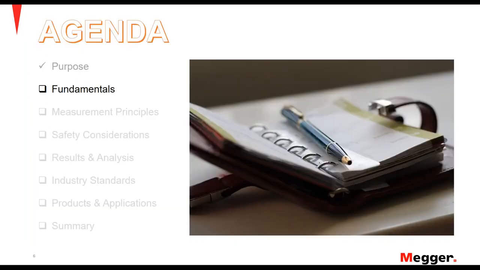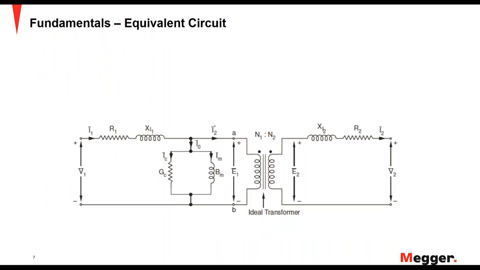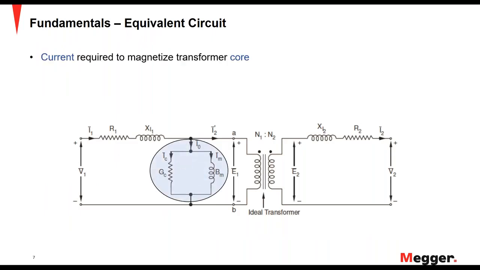So let's go over the fundamentals. You should be able to see now the equivalent circuit of a transformer. Today we are going to discuss magnetizing current, so excitation current, which is the current required to magnetize the transformer core. And then we will be looking at the DC resistance of transformer windings. And you can see here, there are a few more components involved in the transformer equivalent circuit that could affect the measurement of these values.